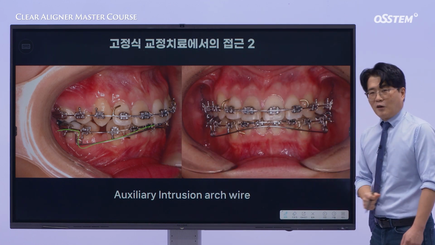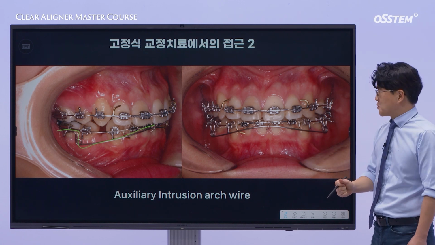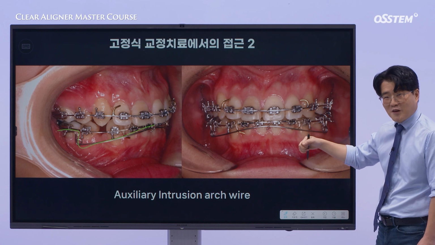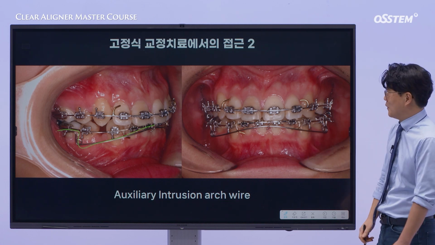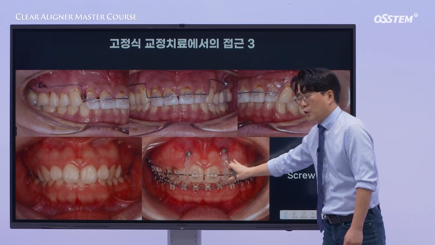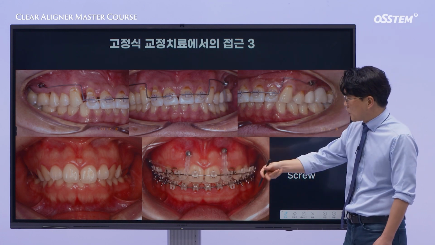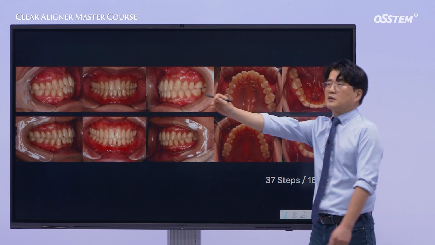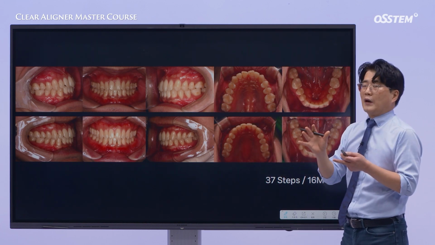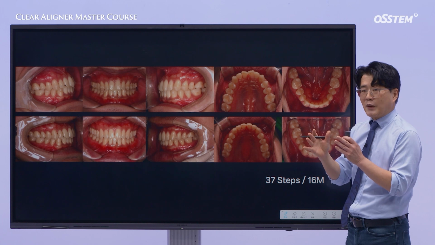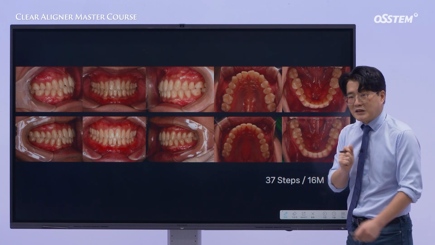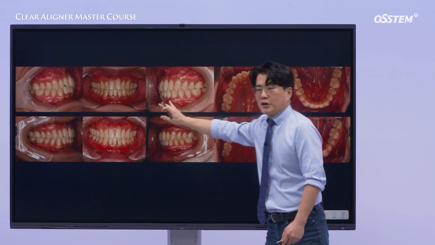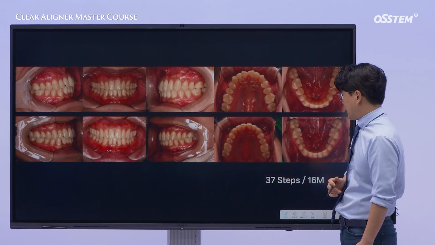From the patient's perspective, oral hygiene and self-care can be difficult. From the clinician's perspective, wiring is required, which is also challenging. In that sense, direct traction using screws can be an alternative option. So, in any case, when using aligners, as I mentioned in the previous session, if you take into account a few key factors such as bone housing, the treatment can work much better than expected.